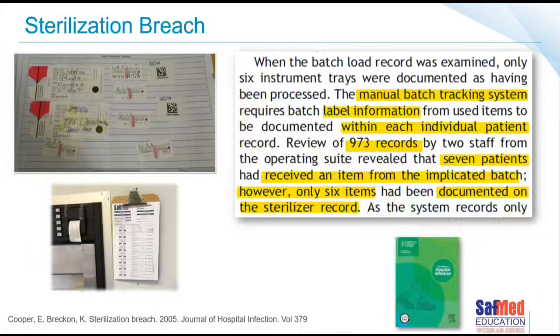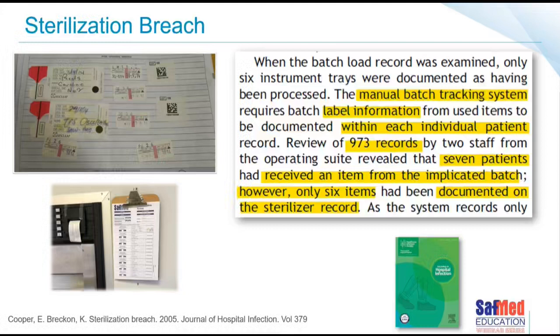So as you know, with the manual tracking and tracing system, the label, the batch label, is then placed, to give you an example, because this is the one over here, inside the patient's perioperative document. So the hospital staff then thought, well, this was 6 weeks ago. So they had to go through the theatre register and identify how many patients had had surgery in the last 6 weeks. So they had to review 973 patient records.